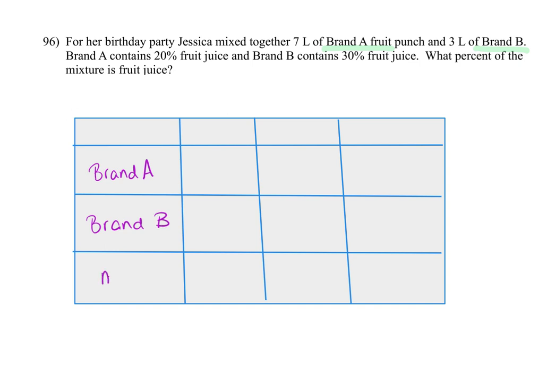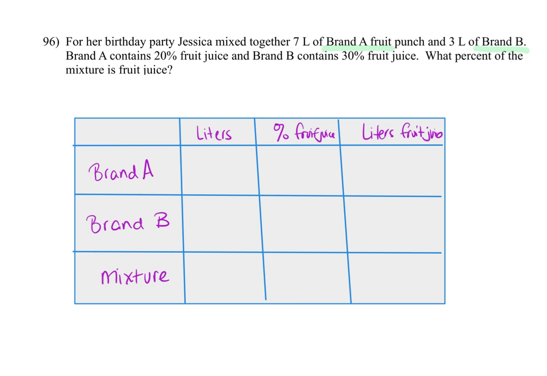And then this will always be my mixture, whatever that is for this particular problem. In this case, a mixture of fruit juice. I am talking about liters here. So liters is what I'm mixing together. And the percentage is percent fruit juice. And so this is going to be liters of fruit juice. This just combines those two.